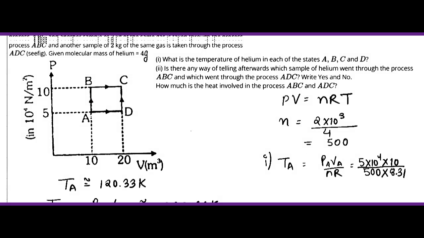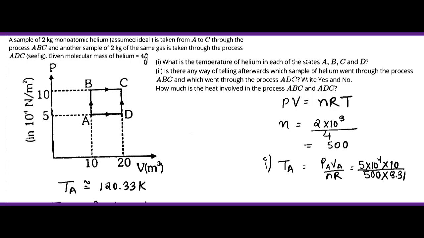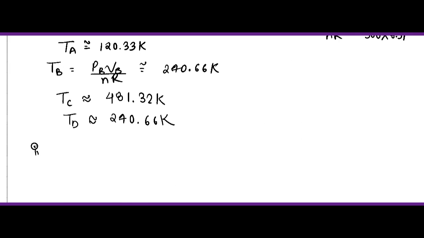The next question: is there any way of telling afterwards which sample of helium went through the process ABC and which went through the process ADC? So, is it possible to tell which is going from where? No, obviously not, because the final state of the gas is the same and the amount of gas present is also the same. So it is not possible for us to differentiate. So the answer is no.